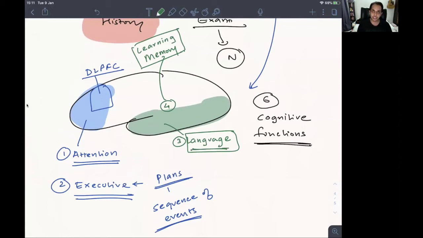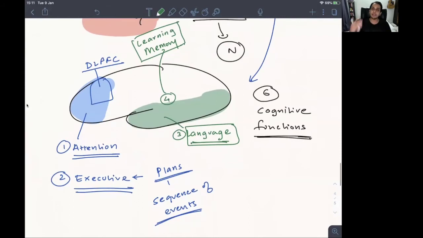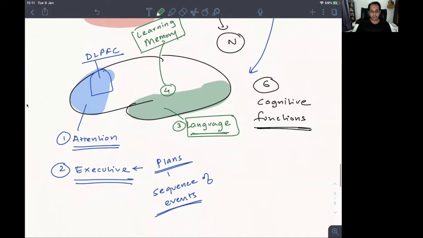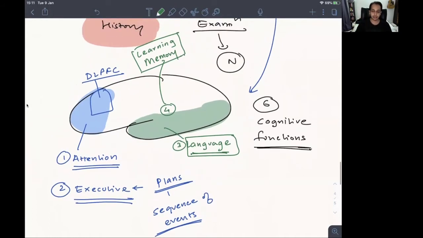And language, if you're not able to take in any information, and if you're not able to convey whatever you want to somebody else, then again, there will be no growth. And so your overall goal of life, which is basically to achieve what you want to do, you need to be able to pay attention. You need to be able to have executive function, that is make a plan of action. You need to be able to learn from your experiences. You need to be able to gain information and convey information. Okay. Now these are 4 cognitive functions.